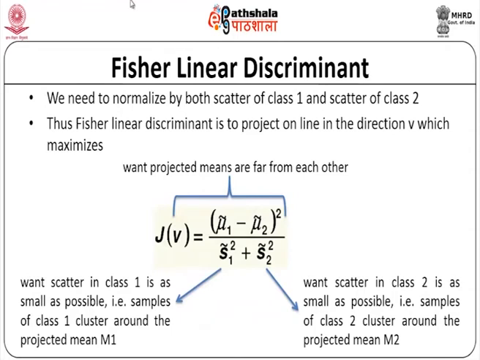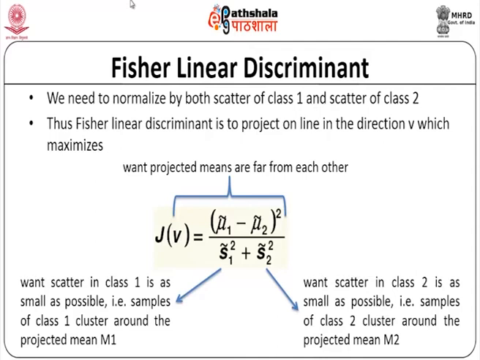The Fisher discriminant is to project on the line in the direction which maximizes J of v. We want the projected means to be far from each other. So, you have the original mu1, projected mu1 minus projected mu2, the whole square, divided by the scatter of the first class plus the scatter of the second class.